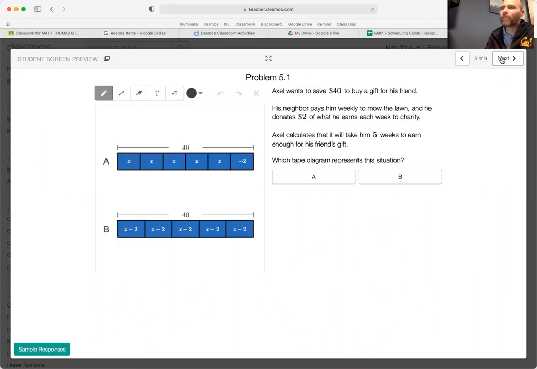All right. Axel wants to save $40 to buy a gift for his friend. His neighbor pays him weekly to mow the lawn, and he donates $2 of what he earns each week to charity. Axel calculates that it will take him 5 weeks to earn enough for his friend's gift. Which tape diagram represents this situation?